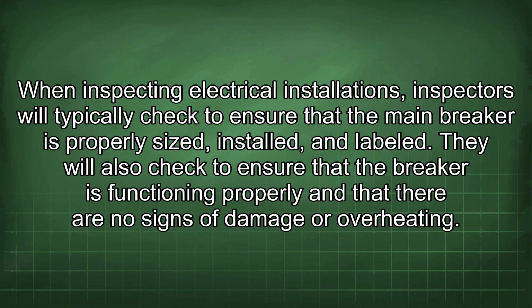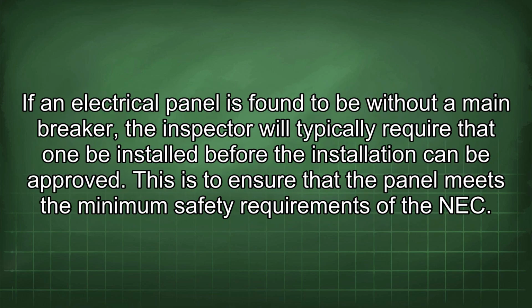When inspecting electrical installations, inspectors will typically check to ensure that the main breaker is properly sized, installed, and labeled. They will also check to ensure that the breaker is functioning properly and that there are no signs of damage or overheating. If an electrical panel is found to be without a main breaker, the inspector will typically require that one be installed before the installation can be approved. This is to ensure that the panel meets the minimum safety requirements of the NEC.